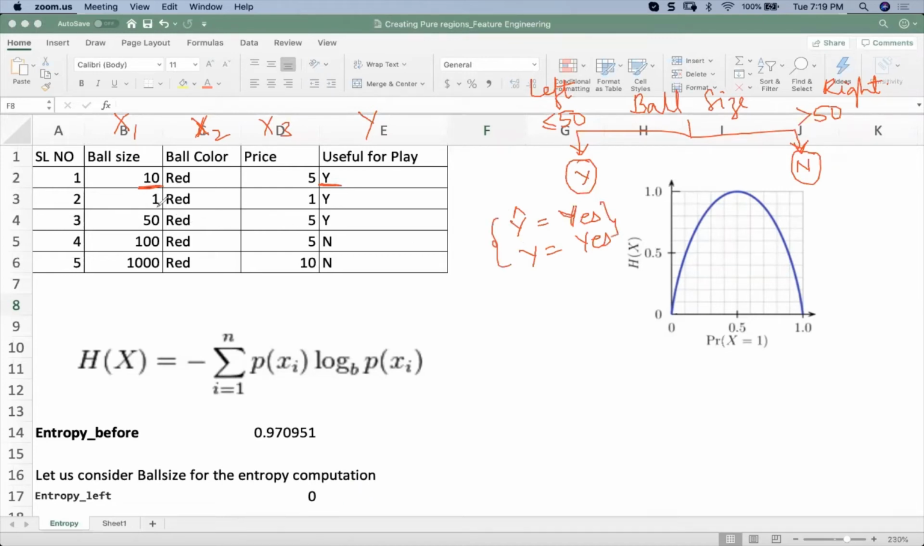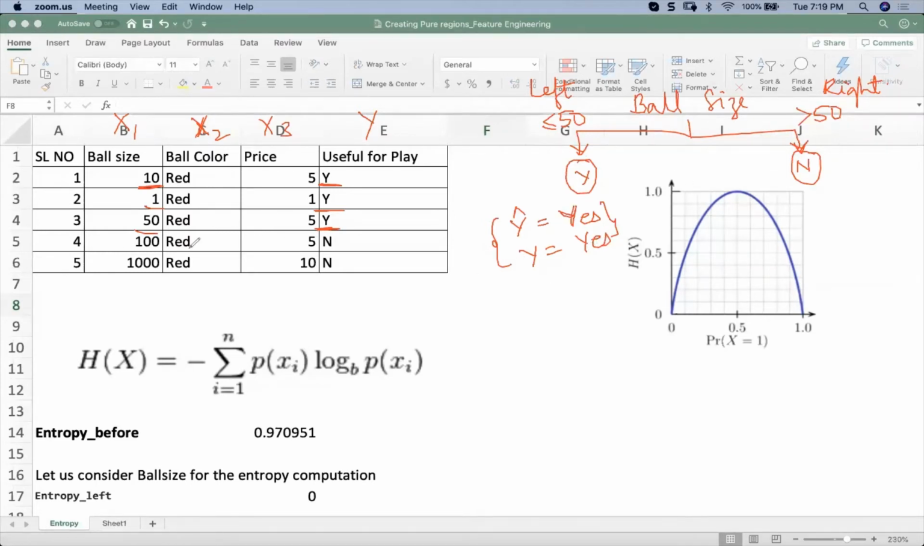Then let's move on to the second record. Ball size is 1. 1 means it's less than or equal to 50. If it is less than or equal to 50, your model will predict or classify that the output variable is yes. And what does your actual value say? Yes. So you compare these two. Is there a match? Yes. Then move on to the next row. Ball size 50, is it less than or equal to 50? Yes, it is. Then what does your model predict? It will predict or classify that it's useful for play. And what does your actual value say? Yes, useful for play. Is there a match? Yes, there is a match.